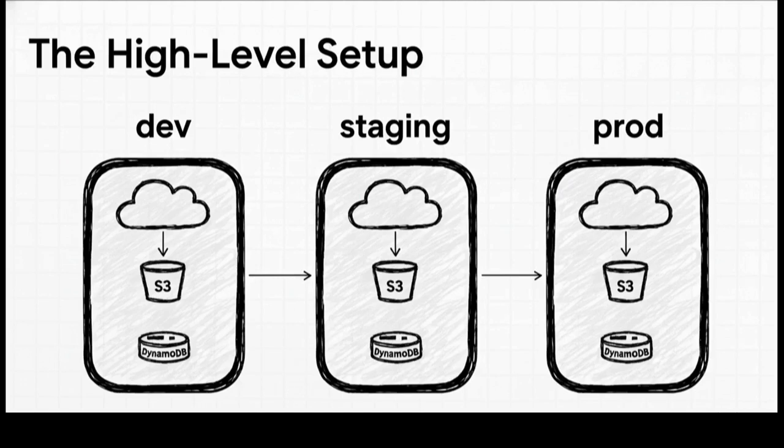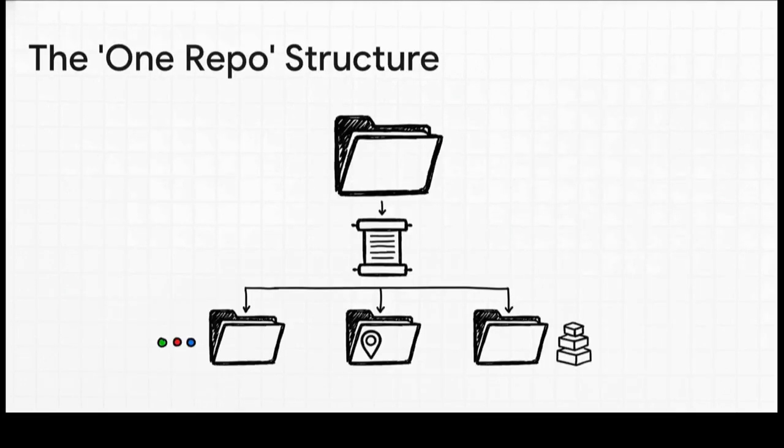And here's the kicker. Each account gets its own S3 bucket for the Terraform state and a DynamoDB table to lock it down. What does that mean? It means there's no way a developer in dev can accidentally mess with the prod state. No way. And the best part? Terragrunt handles setting all of this up for us automatically. And this whole setup lives in one single clean repository.